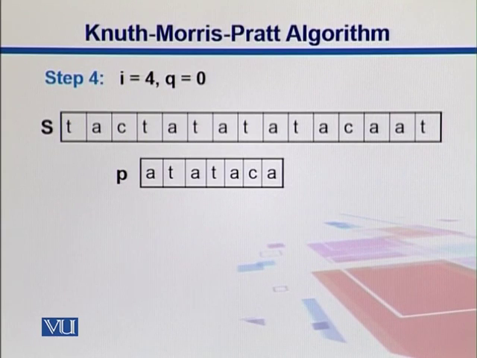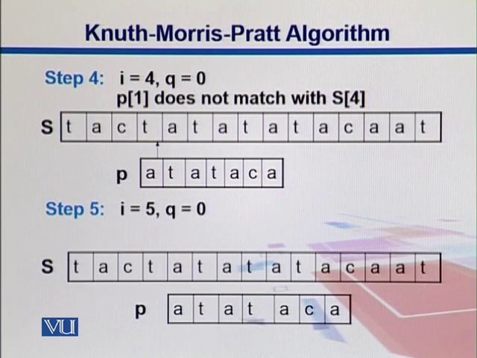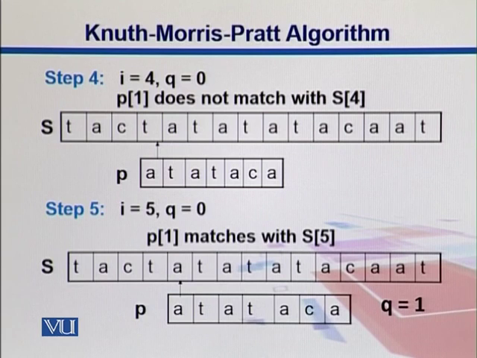So which is right here in step 4. So i is equal to 4, q is equal to 0. Again, we compare p of q plus 1, or the first character, with the fourth character in the string. Do they match? They don't. What to do next? Again, q is equal to 0 and we match with the fifth character. Do they match? Yes. So our q becomes 1.